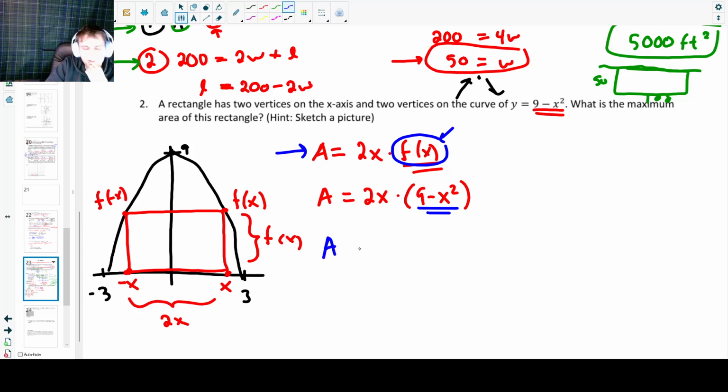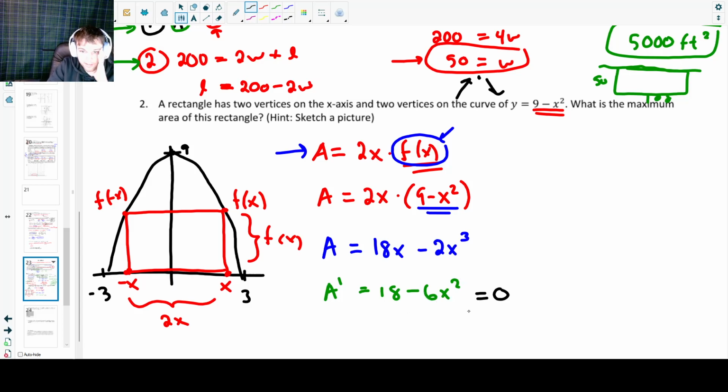So we'll look at our first derivative. Well, let's not do that yet. Let's actually multiply that out because it'll be a little bit easier. So 2x times 9 is 18x, and 2x times x squared will be negative 2x to the third. Now we can look at our first derivative. The derivative of that is going to be 18, and then the derivative of this will be negative 6x squared. So we want to know, when is this equal to 0? What are our critical points?